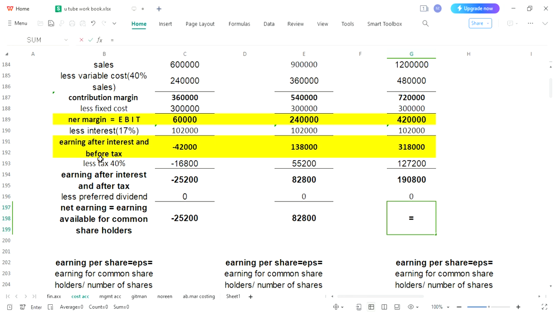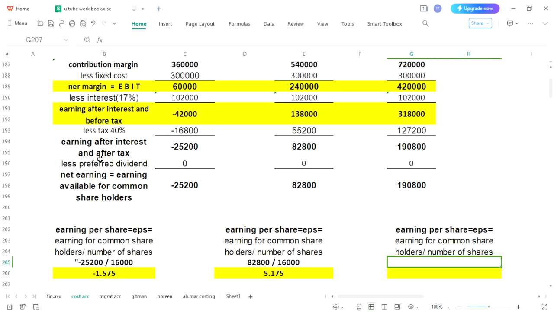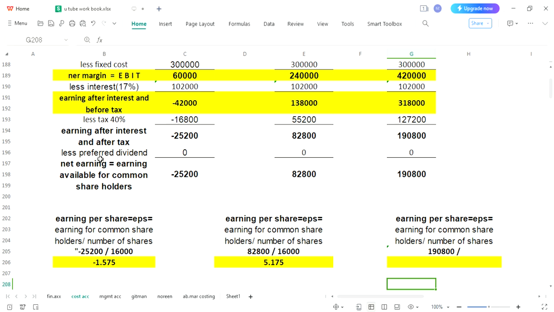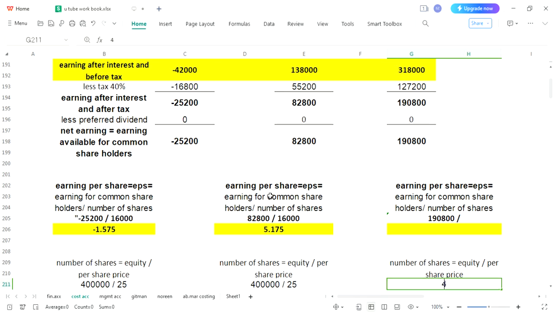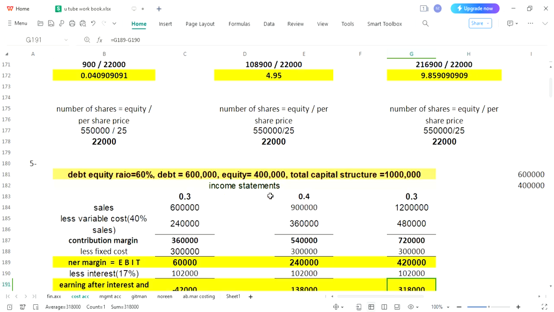So it means you can now calculate your earning available for common shareholders by subtracting preferred dividend from previous earning. 1,90,800 is earning after tax, and you will subtract preferred dividend to get your earning available for common shareholders, which would be used to calculate our EPS. 1,90,800 is divided by the number of shares, which is calculated by dividing equity by per unit price. Equity was just calculated as 4 lakh. You can see that we have already mentioned it. 4 lakh is your equity divided by 25, the per share price mentioned in the question.